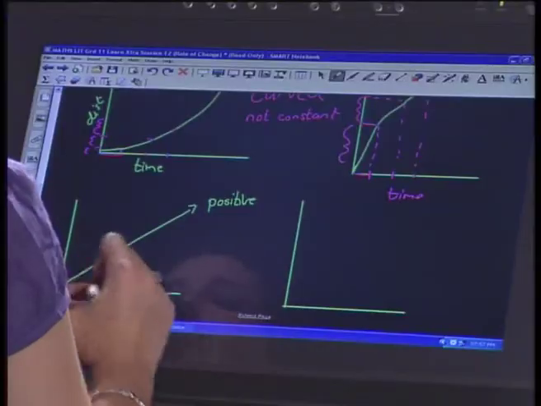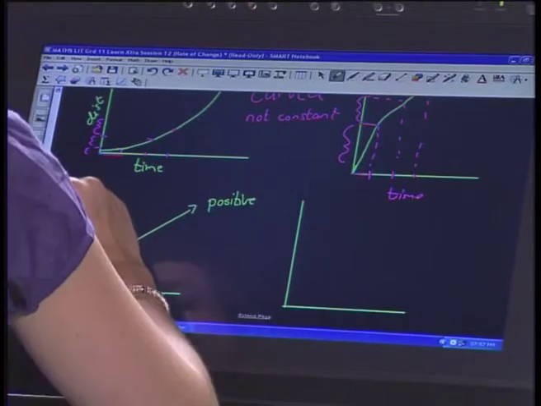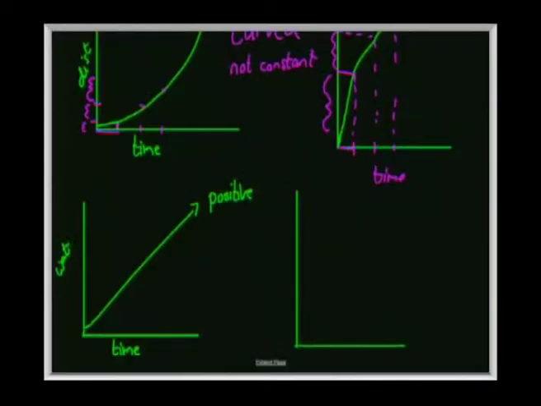Let's think of an example. Let's go back to our bath, filling the bath. If you turn your tap on, your water in your bath increases, your graph will be positive, and over your amount of time, the water in your bath will increase.